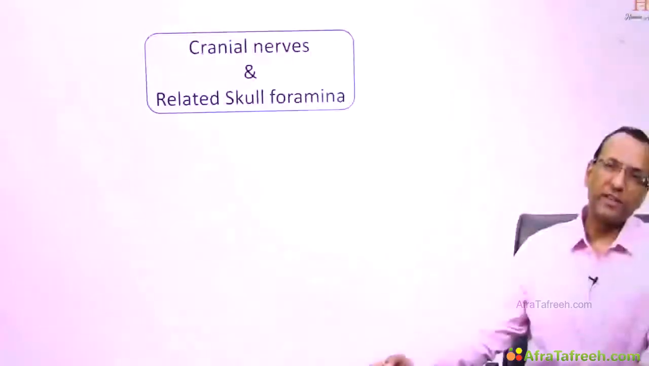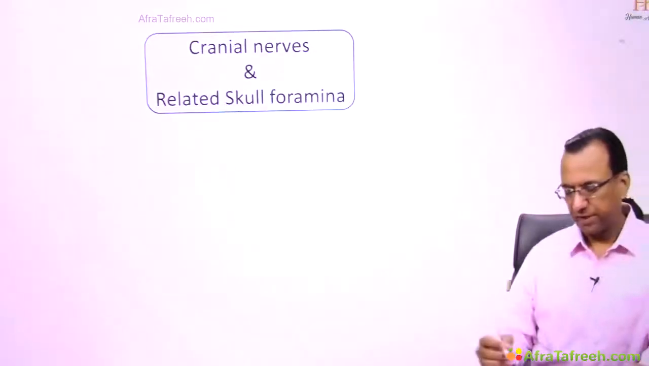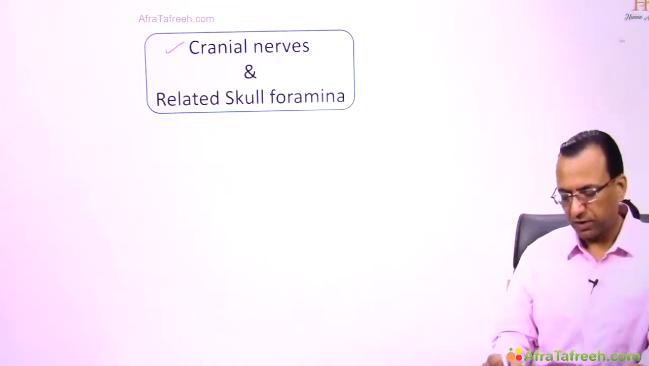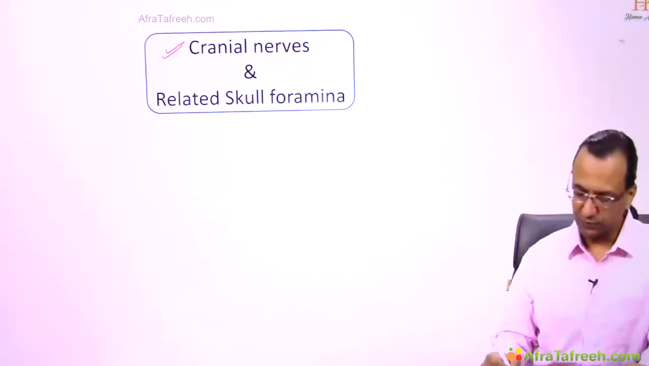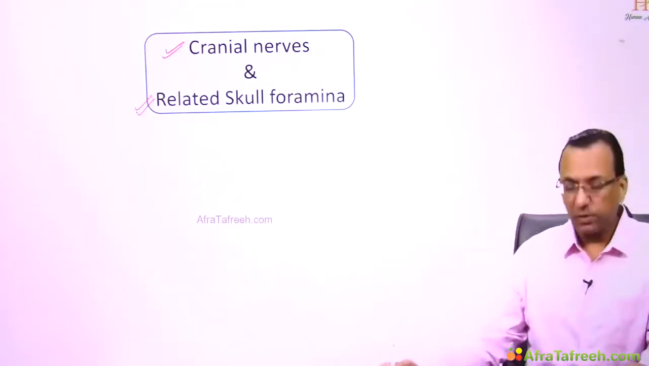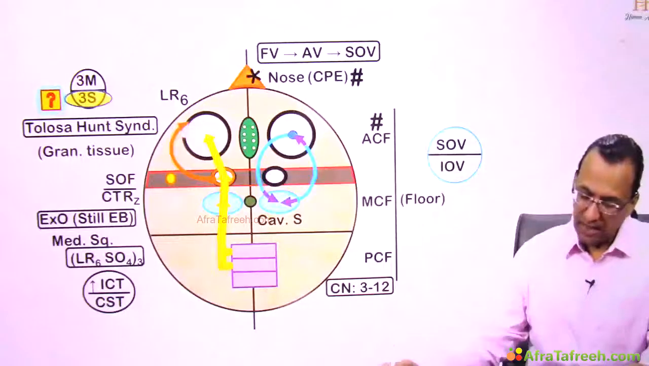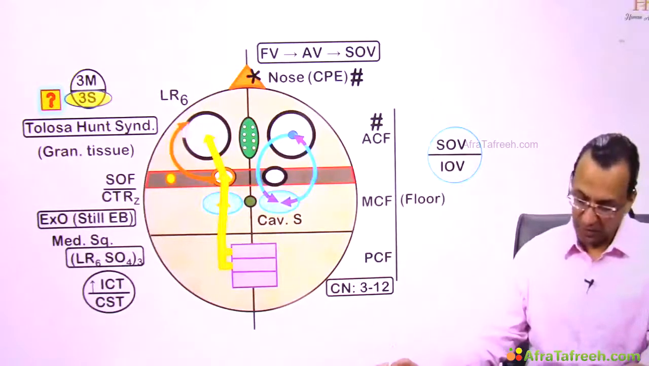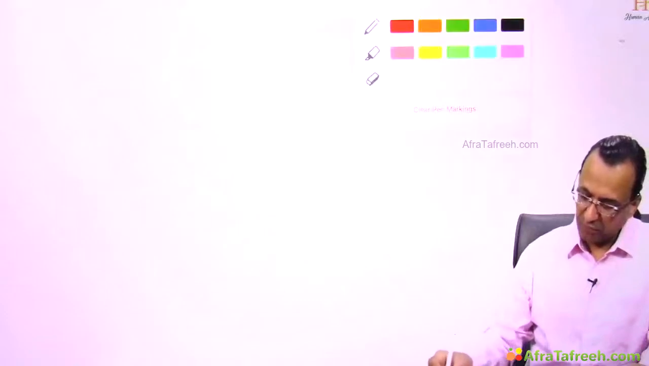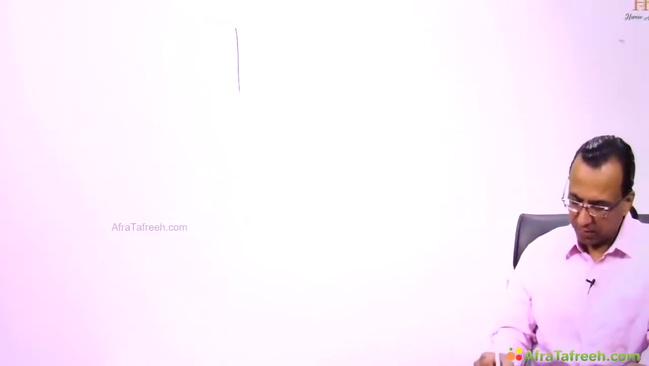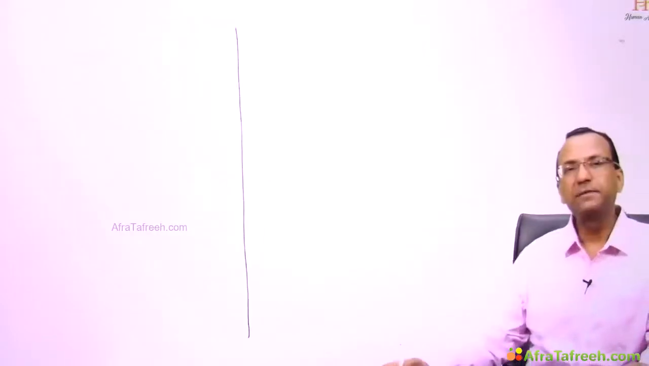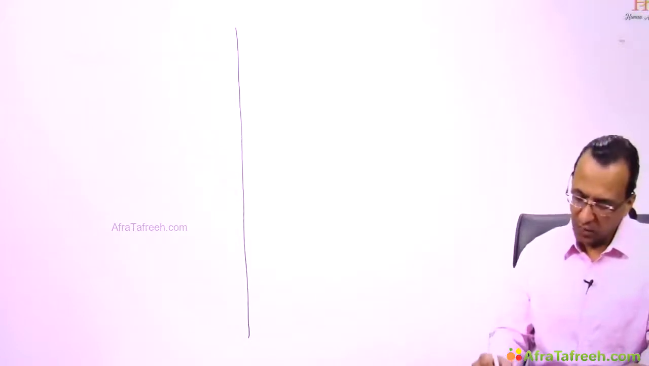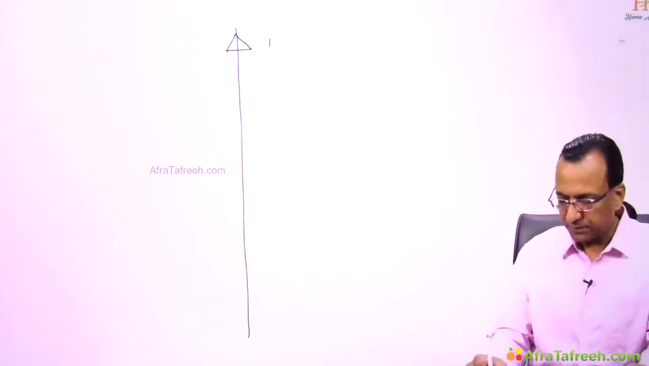The next topic is discussing some of the cranial nerves which are passing through the various foramina in the skull. You will see that we are going to draw a diagram for the same purpose, and it is looking at the cranial cavities from the superior view. We are first drawing the midline of the body and telling that this is the nose, anterior.